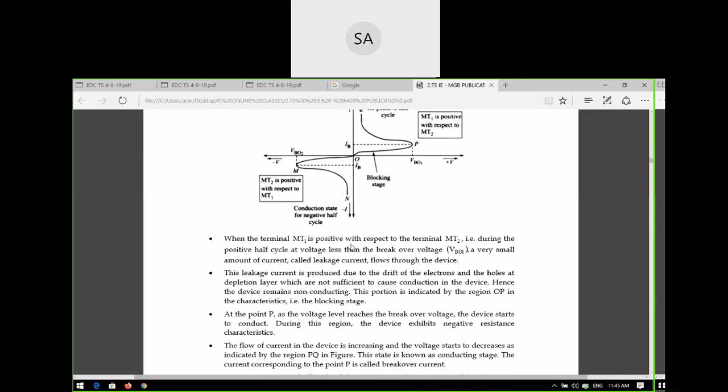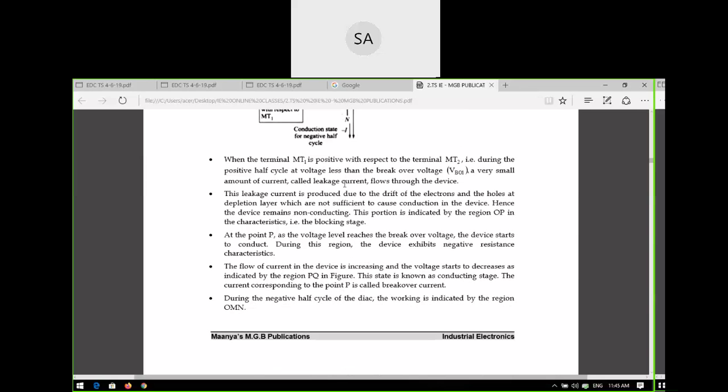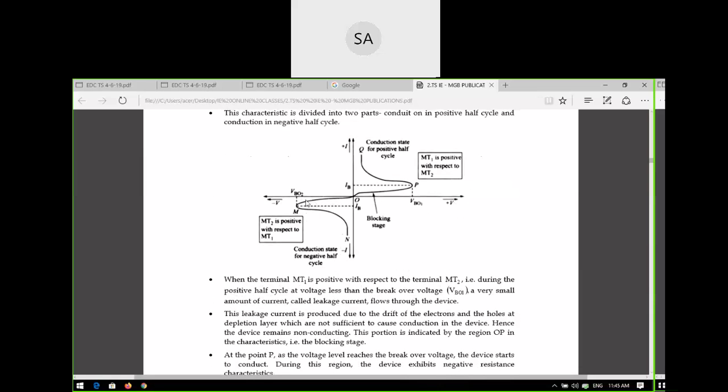Because there is no gate terminal, there is no control over this latching current and holding current. So this is the disadvantage of the DIAC. If you see the characteristics, the reverse characteristics are the same thing, the mirror image of the forward characteristics of the first quadrant, because you can easily interchange the terminals.